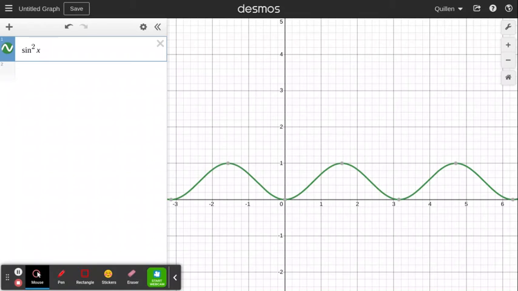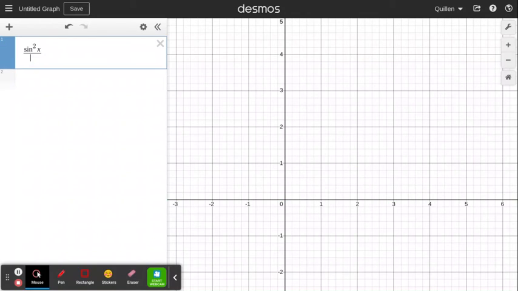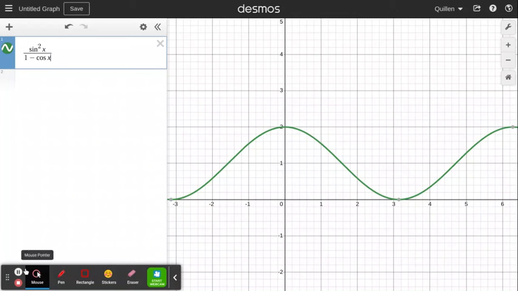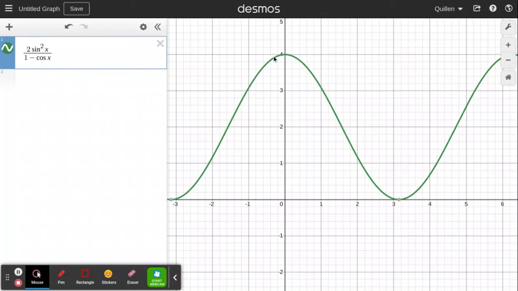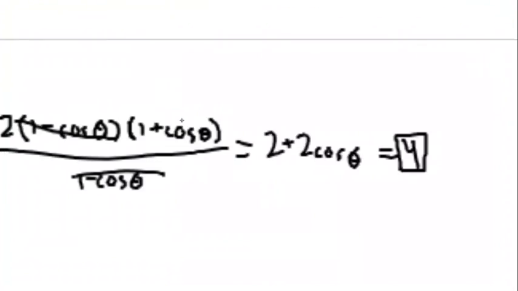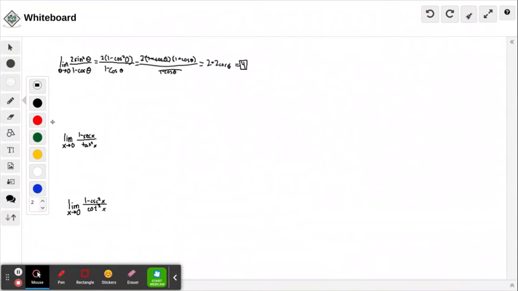And I'm replacing the theta with x because Desmos will not let you type in theta as your variable unless you do it as a polar function, which we are not covering right now. But replacing your theta with x will not change anything. Oops, I forgot to type in this 2 up here. And you will notice that it does graphically seem like the limit is 4, which means we got the correct answer. Now, let's try this next example right here.